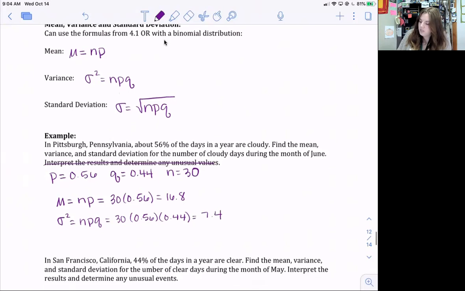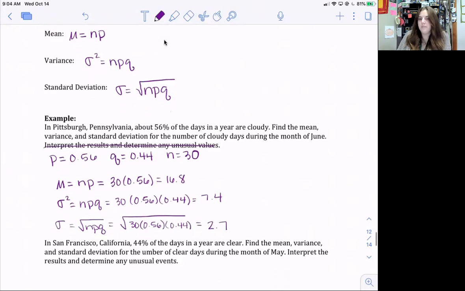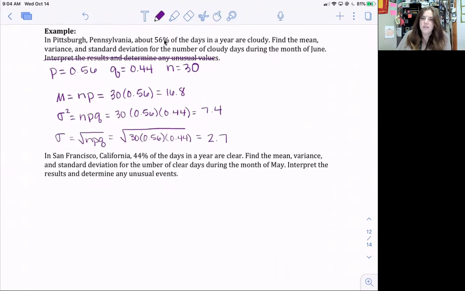And then for our standard deviation, remember, we want to make sure we take the square root of our original, unrounded value. So we're taking the square root of 30 times 0.56 times 0.44, and if we do that, we get 2.7. All right, I want you to go ahead and try this second example about California during the month of May. Just in case you don't know, May has 31 days. Find your p-value, your q value, and then go ahead and find your mean, your variance, and your standard deviation.